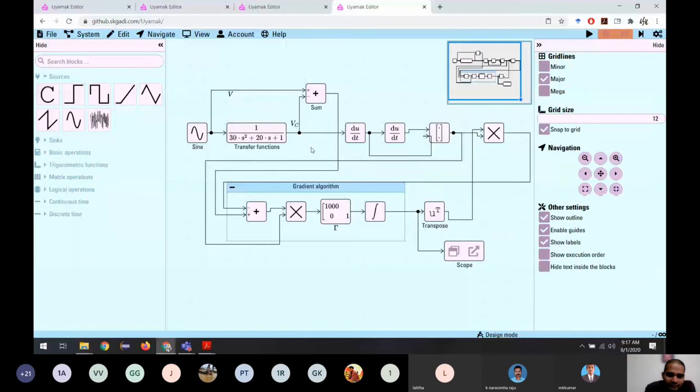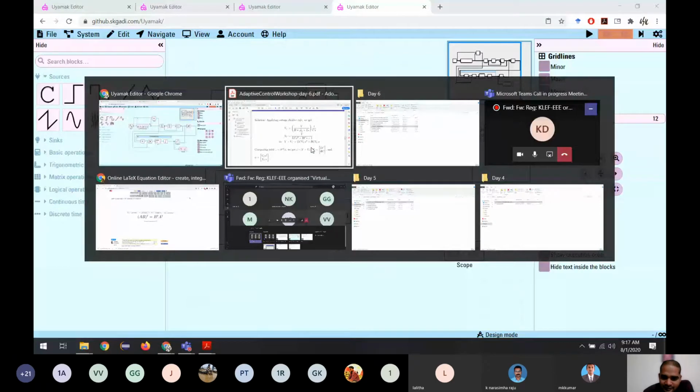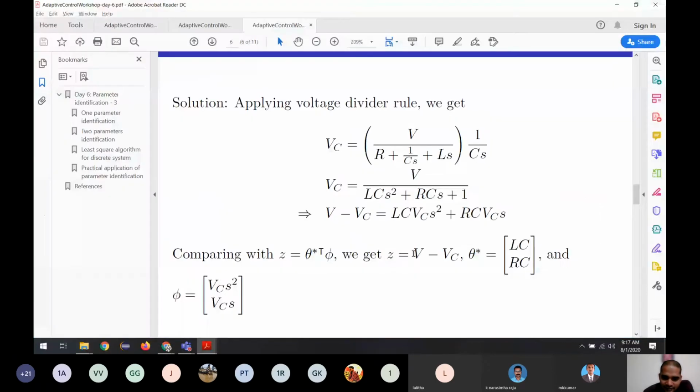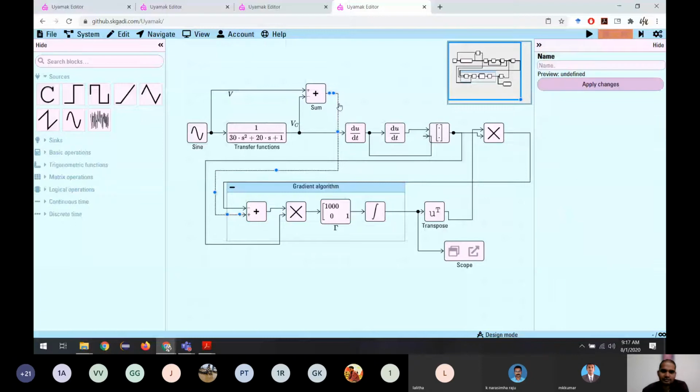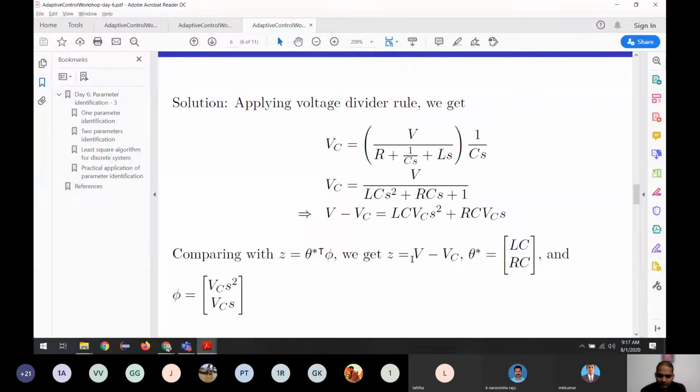And what is phi and Z? We have to calculate. Z is V minus VC. Z is the difference between V and VC. So we have Z. So let's calculate phi.